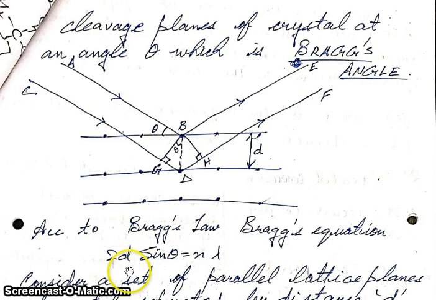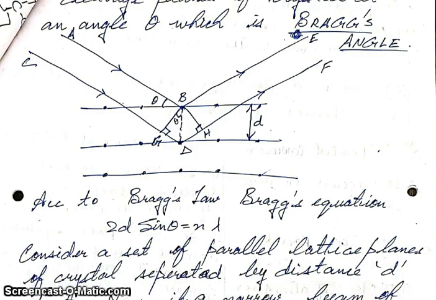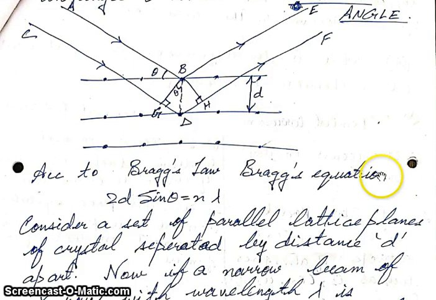Here 2 is a constant, d is the interplanar spacing, theta is the Bragg's angle, n is an integer, and lambda is the wavelength of the incident beam. Okay, again consider a set of parallel lattice planes of a crystal separated by distance d apart.